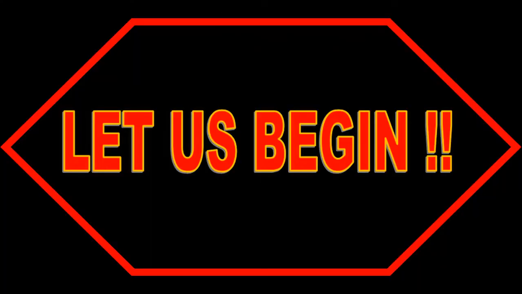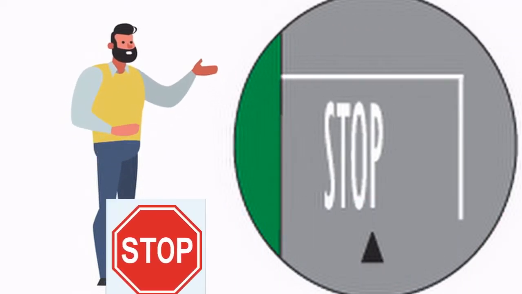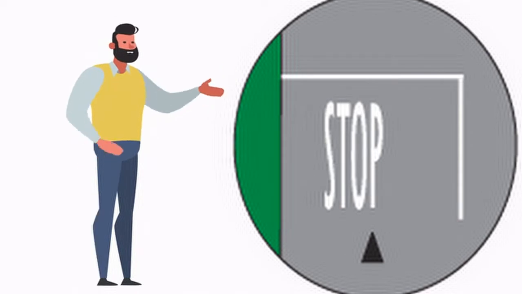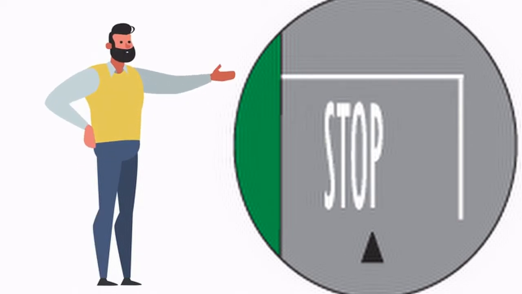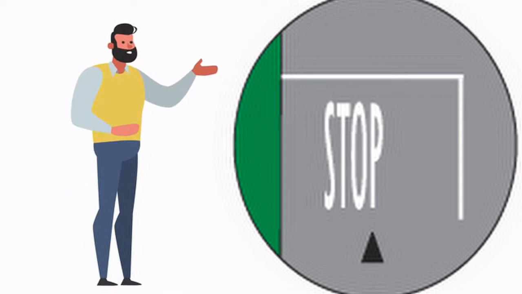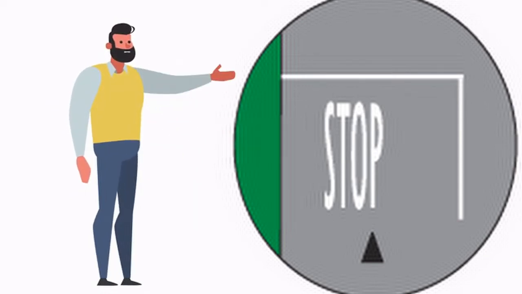Let's begin. This is the stop line. You will find it on any road, especially at intersections and pedestrian crossings. The purpose of the stop line is to indicate where you must bring your vehicle to a standstill. Stop with the front of your vehicle behind the stop sign. If there is no stop sign, the stop line will have the same meaning as a stop sign.